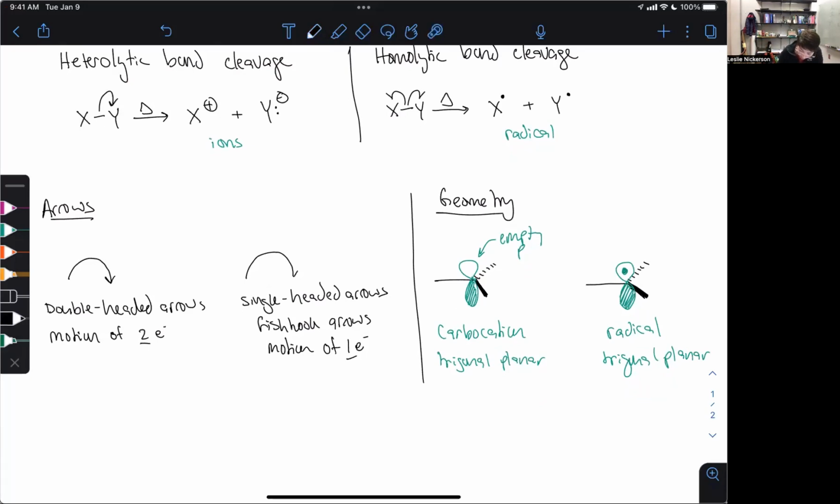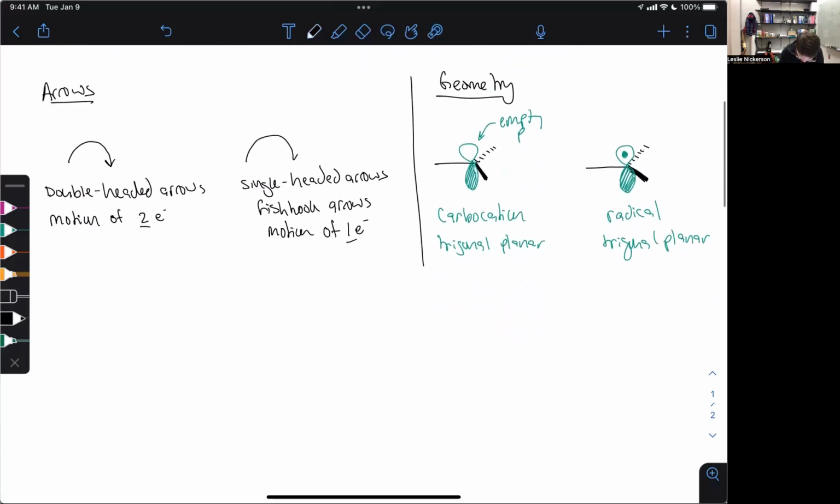When we think about the stability of radicals, they actually have a lot in common with carbocations as well. And actually, carbon radicals.